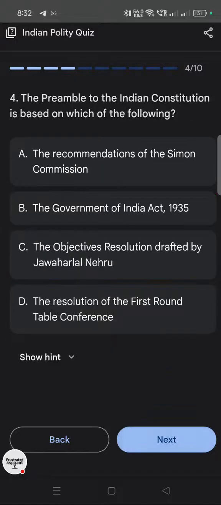Next, the preamble to the Constitution of India is based on which of the following? The recommendation of Simon Commission, the Government of India Act 1935, the objective resolution drafted by Jawaharlal Nehru, the resolution of the first round table conference.